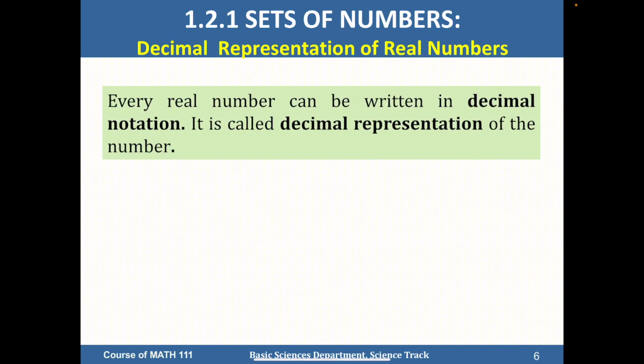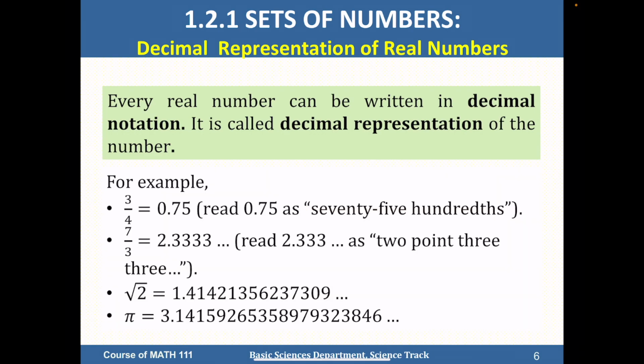Every real number can be written in decimal notation, and this is called the decimal representation of the number. So for example, if we have 3 over 4, if we divide 3 by 4, we will have here 0, and then decimals, we put 0 next to the 3, and then we divide 30 by 4, we will have 7. 7 times 4 is 28. Then we subtract these two numbers, we will have 2. So 2 is not divisible by 4, so we add 0. 20 divided by 4 equals 5. 5 times 4 equals 20. Then we subtract, we will have 0.